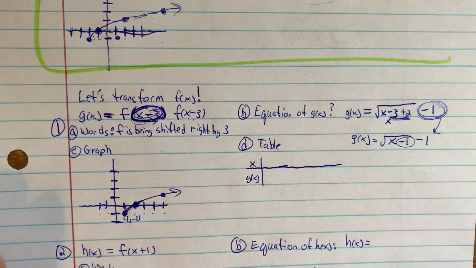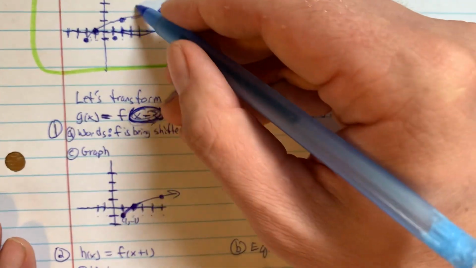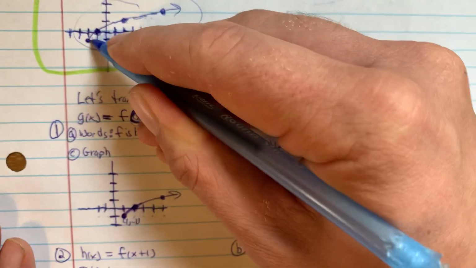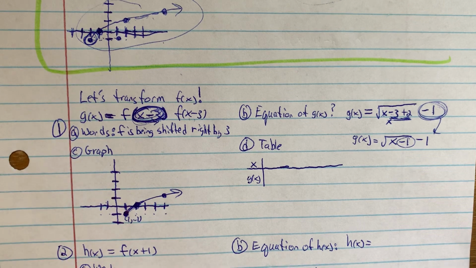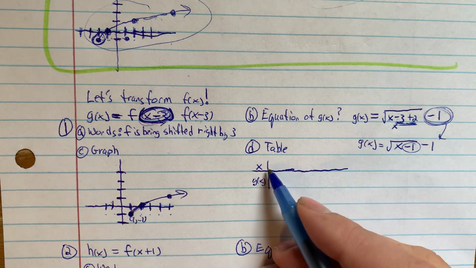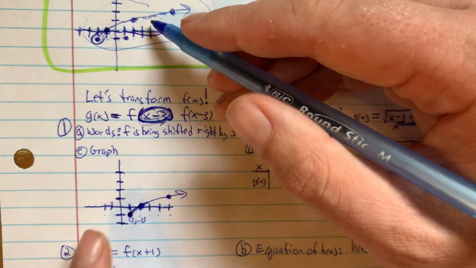Okay, so we're shifting to the right by 3. We weren't doing a parent function to the right by 3, we were doing this original function to the right by 3. And still pay attention to that vertex point. How about the table? How are we going to do the table when we shift to the right by 3? Well, I want you to notice what happened on the graph.